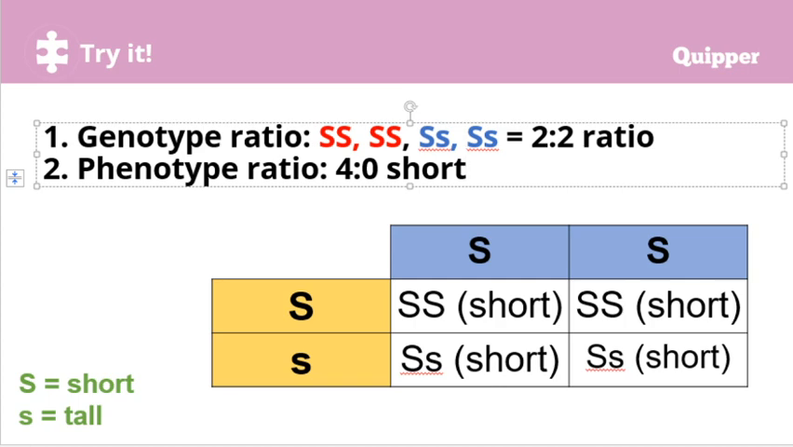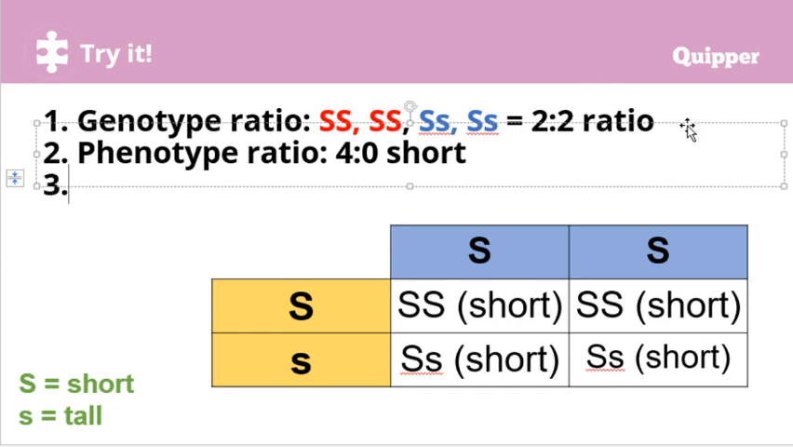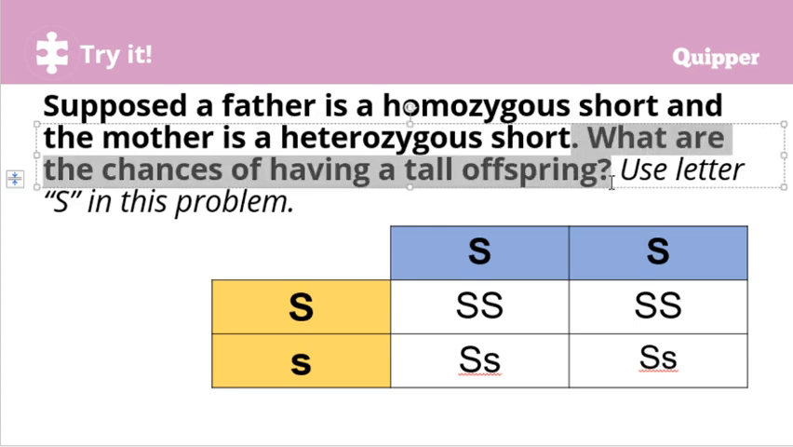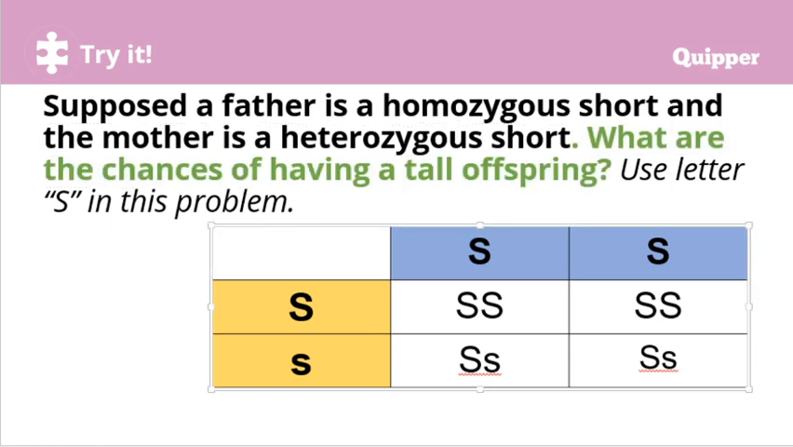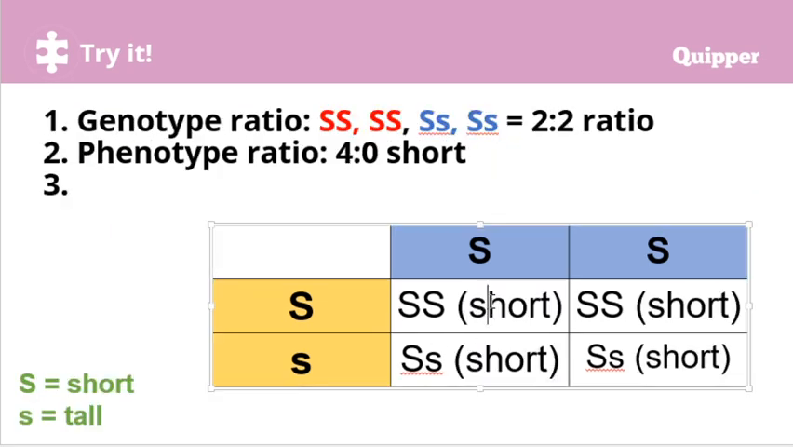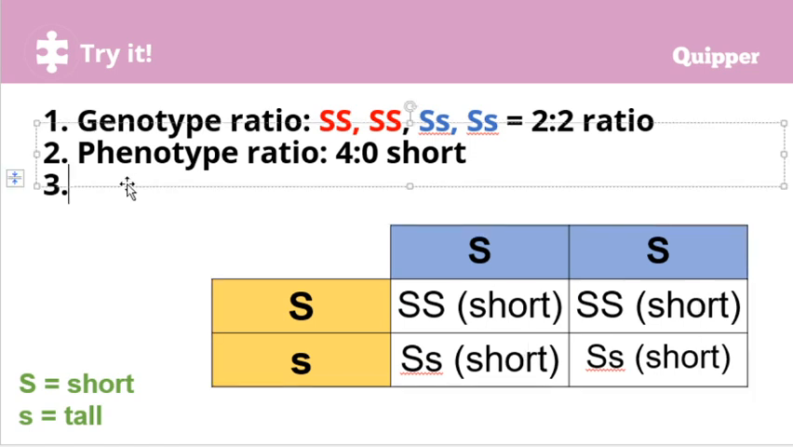Kaya, punta tayo sa number 3. Ano ba yung tanong doon sa problem na yon? Ang tanong is ito. What are the chances of having tall offspring? Oh, tingnan natin. Ito short. Ito short. Ito short. Ito short. So, what are the chances? In terms of percentage, ilalagay natin kasi ito in terms of percentage. So, kung ito pandak at naghahanap din ng matangkad, ano yung chance nila? And simply, the answer would be 0%. And you're done with solving the problem.